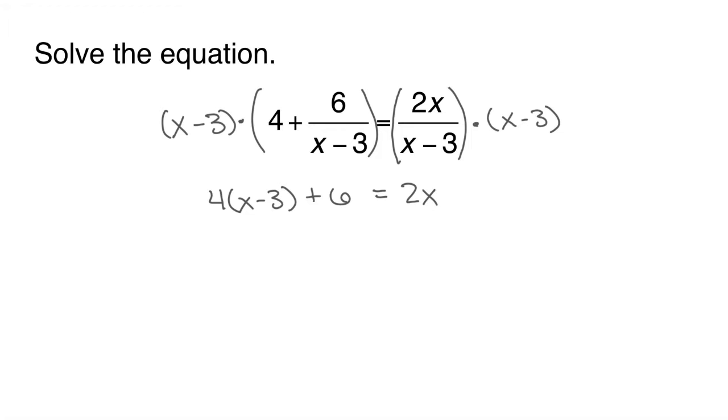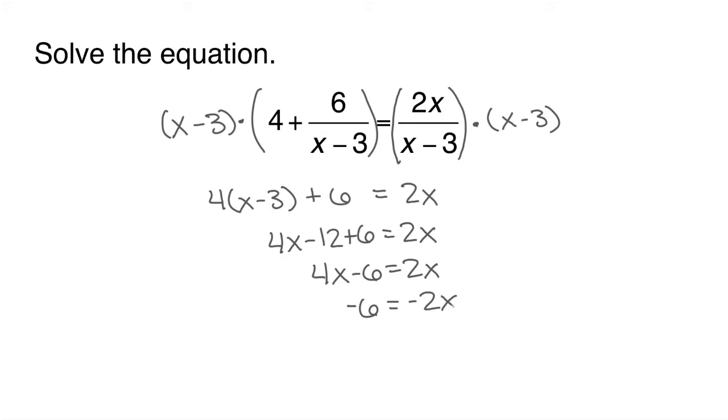Now we simplify the left side by distributing the 4. We have 4x minus 12 plus 6 is equal to 2x. We simplify further by combining like terms. We have 4x minus 6 is equal to 2x. We then subtract 4x from both sides. We have negative 6 is equal to negative 2x. And then we divide both sides of the equation by negative 2 to get 3 equals x.